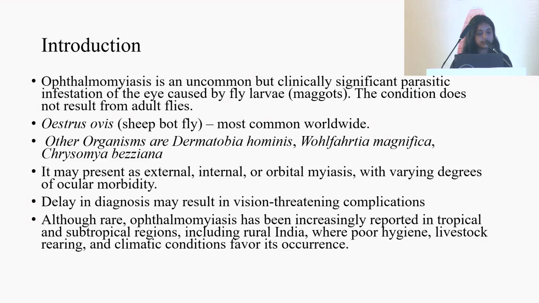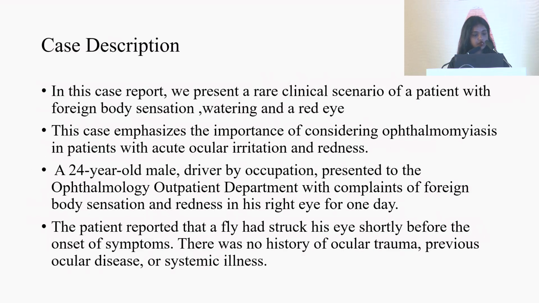It may present as external, internal, or orbital myiasis with varying degrees of ocular morbidity. Delay in diagnosis may result in vision-threatening complications. Although rare, ophthalmomyiasis has been increasingly reported in tropical and subtropical regions and in rural India, where poor hygiene, livestock rearing, and climatic conditions favor occurrence. Coming to my case description, in this case report, we present a rare clinical scenario of a patient with foreign body sensation, watering, and a red eye. This case emphasizes the importance of considering ophthalmomyiasis in patients with acute ocular irritation and redness.